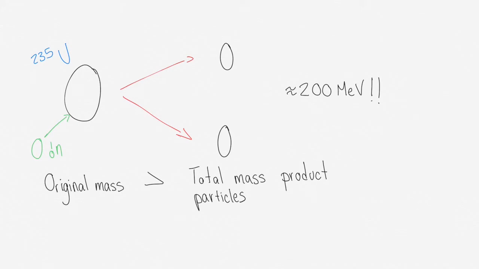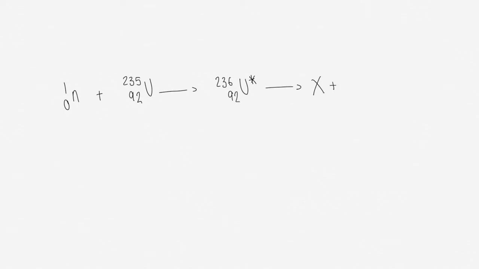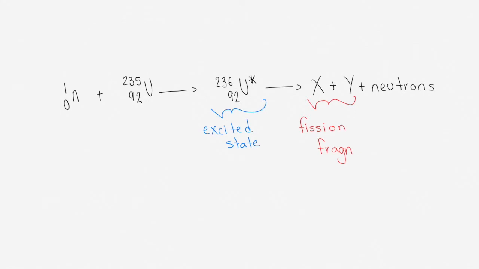The fission of uranium-235 by thermal neutrons can be represented by the equation below. In this equation, one thermal neutron combines with uranium-235. Then this uranium, by absorbing the neutron, becomes uranium-236, and this uranium is in its excited state. This means that it is unstable and will then split into two particles and some neutrons. The resulting nuclei X and Y are called fission fragments.